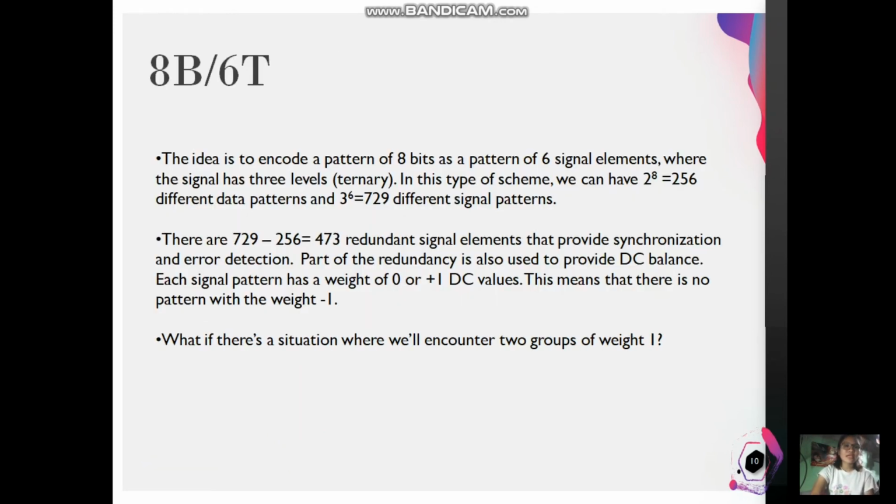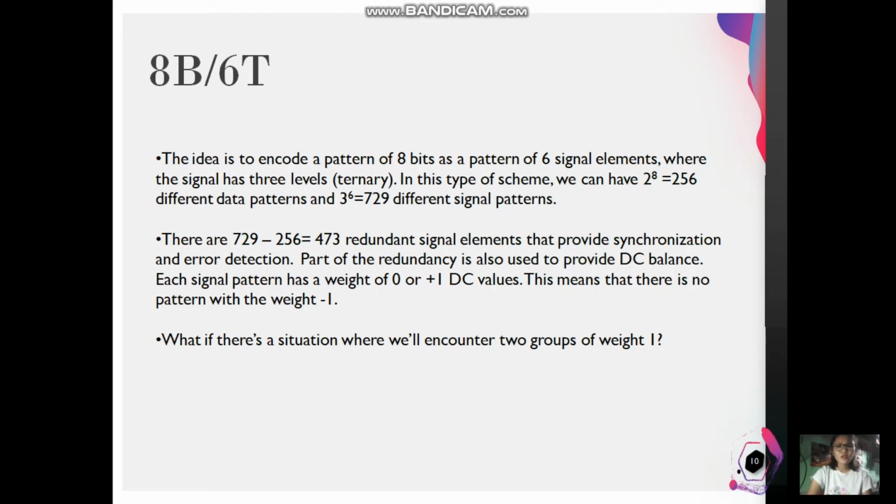Now 8B6T. The idea is to encode a pattern of 8 bits as a pattern of 6 signal elements, where the signal has 3 levels. In this type of scheme, we can have 256 different data patterns and 729 different signal patterns. So all in all, we have 473 redundant signal elements that provide synchronization and error detection. Part of the redundancy is also used to provide DC balance. Each signal pattern has a weight of either 0 or +1 DC values. This means that there is no pattern with a weight of -1.